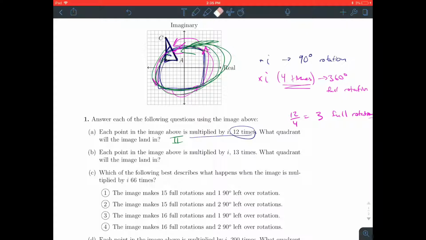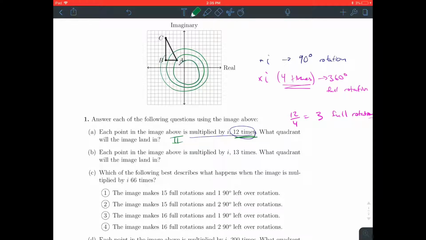If you multiply every point in the image by i 13 times, then what quadrant will you be in? Well, we saw in the problem before that multiplying by i 12 times does 3 full circles. So if we have 13 times, that's going to be 3 full rotations, but with 1 leftover rotation. So that 1 leftover rotation is 90 degrees, and it will put us in quadrant 3.